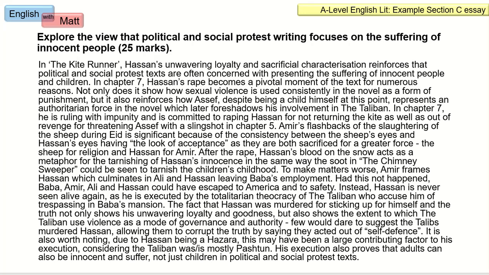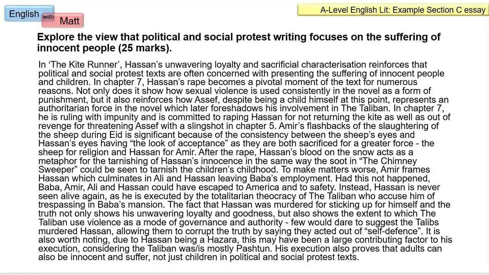To make matters worse, Amir frames Hassan, which culminates in Ali and Hassan leaving Baba's employment. Had this not happened, Baba, Amir, Ali, and Hassan could have escaped to America and to safety. Instead, Hassan is never seen alive again, as he is executed by the totalitarian theocracy of the Taliban, who accuse him of trespassing in Baba's mansion. The fact that Hassan was murdered for sticking up for himself and the truth not only shows his unwavering loyalty and goodness, but also shows the extent to which the Taliban use violence as a mode of governance and authority.